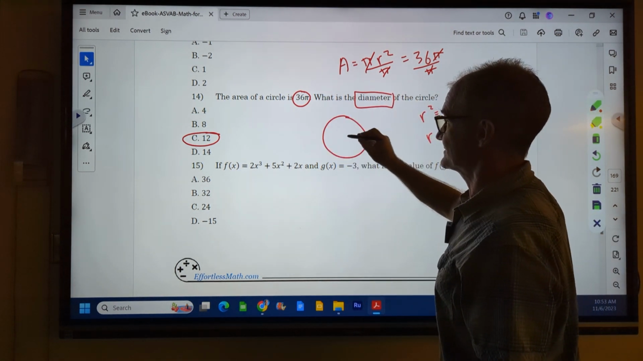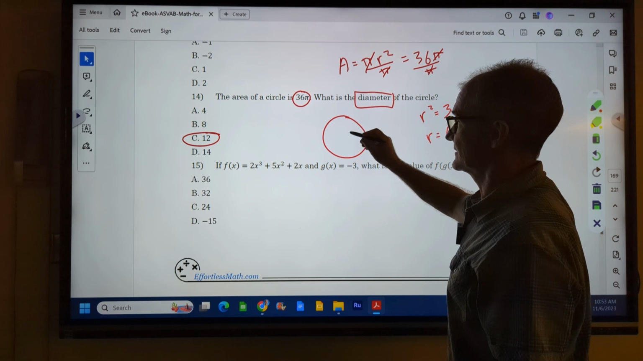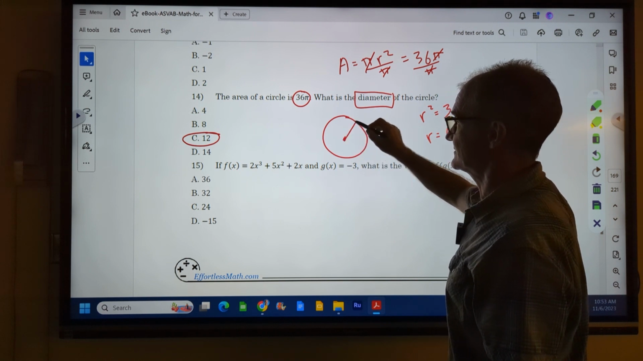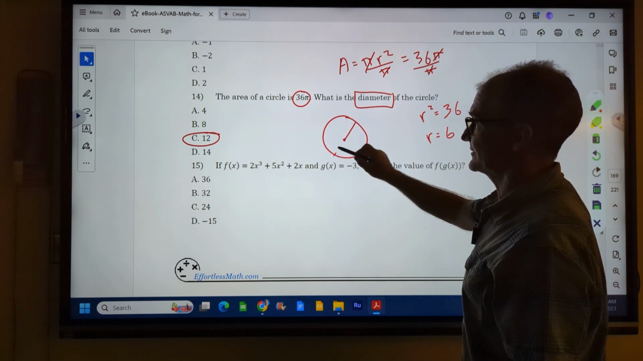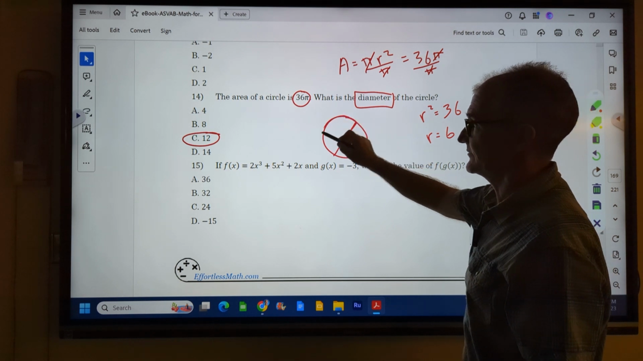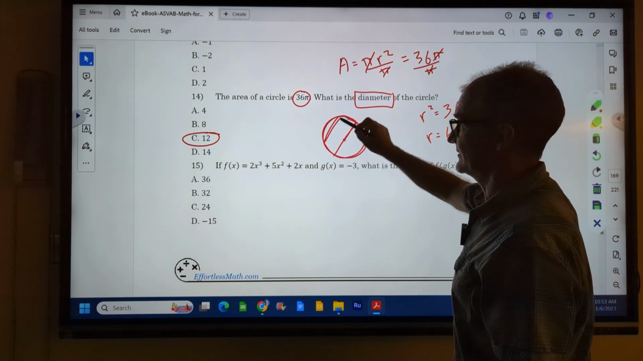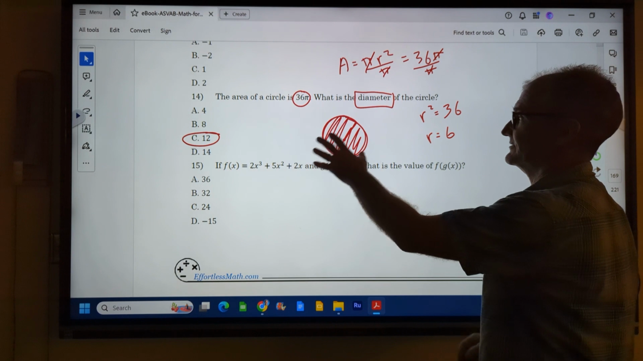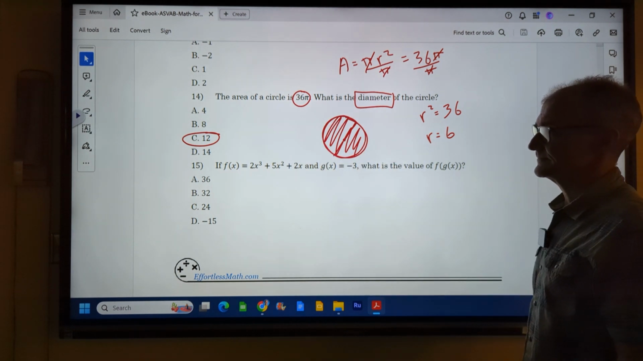This is a circle centered at this point. This is a radius from the center to the outside. Diameter goes straight across. Circumference is all the way around. Area is everything included on the inside.